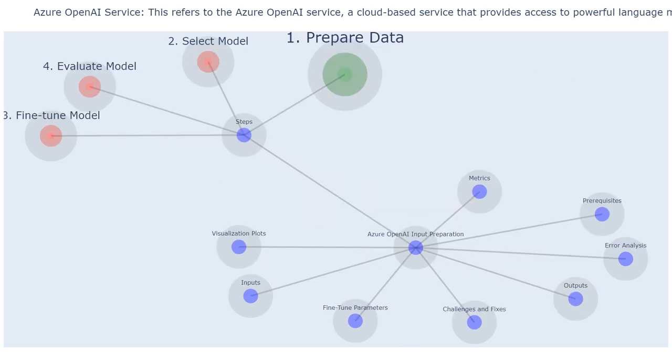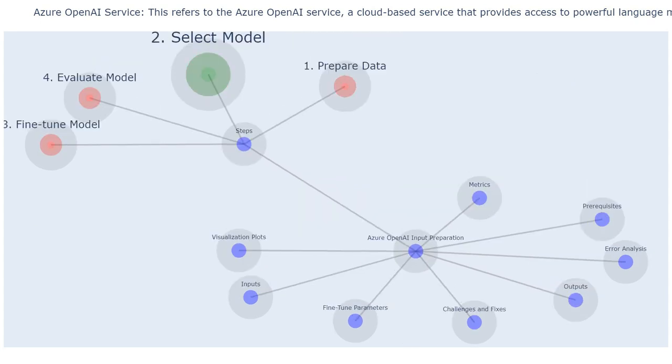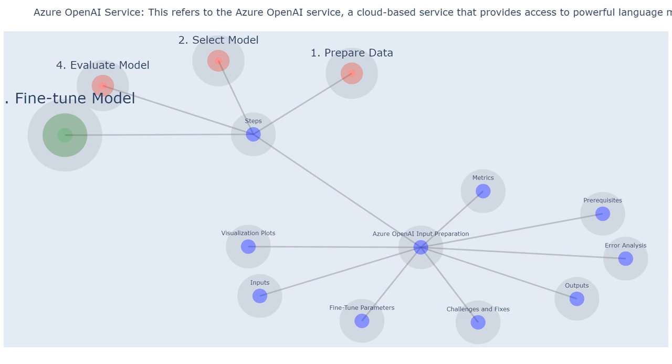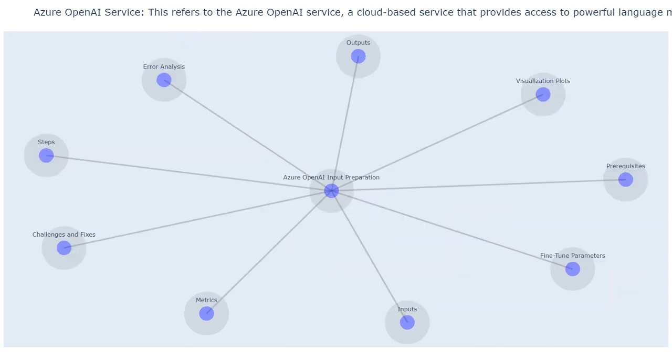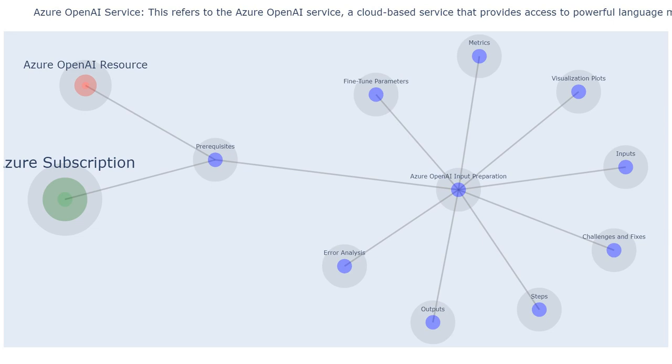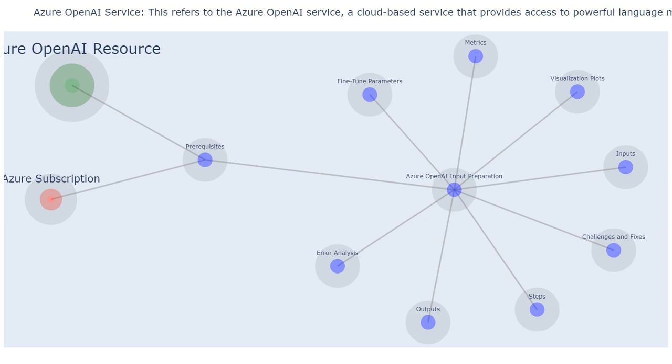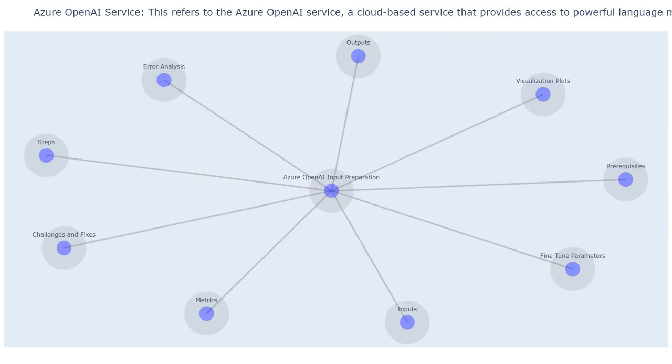Steps. 1. Prepare data. 2. Select model. 3. Fine-tune model. 4. Evaluate model. Prerequisites. Azure subscription. A valid Azure subscription is necessary to access the Azure OpenAI service and its resources. Azure OpenAI resource. You need an Azure OpenAI resource, which is a dedicated resource within your Azure subscription for utilizing the Azure OpenAI service.